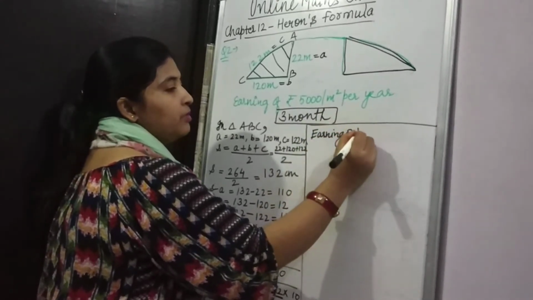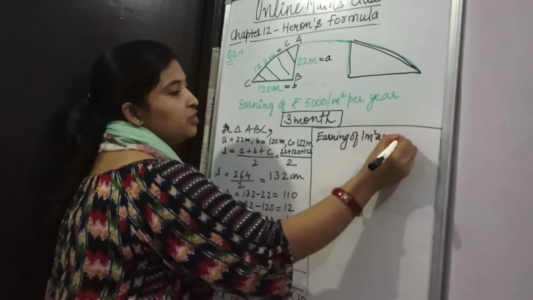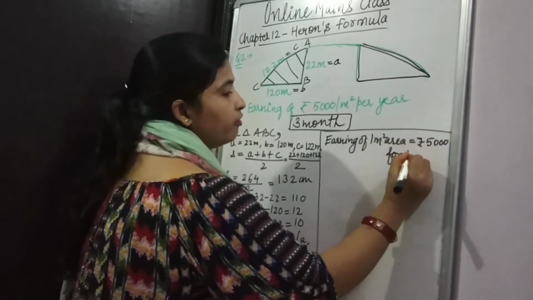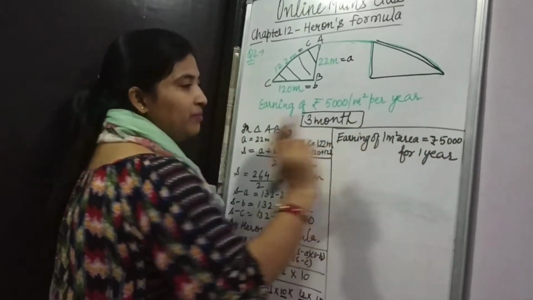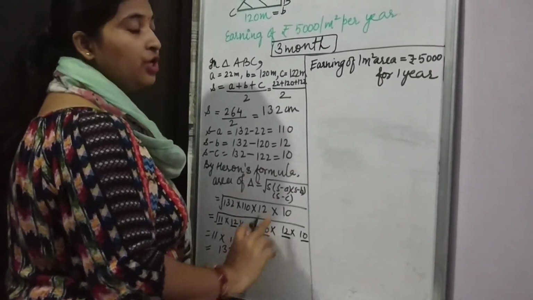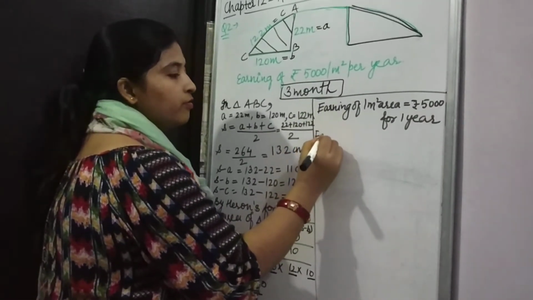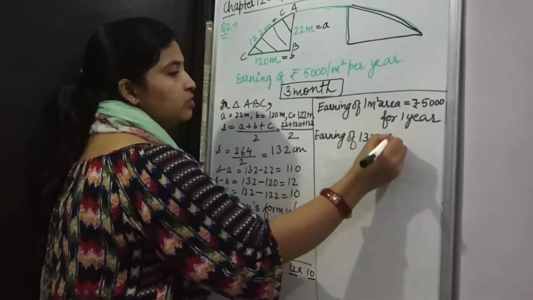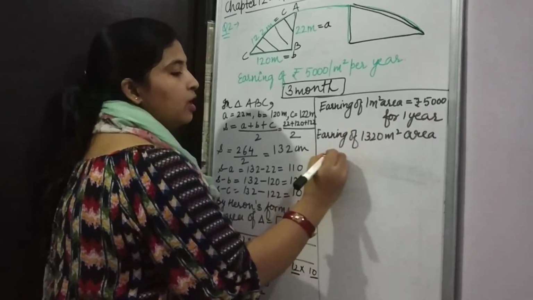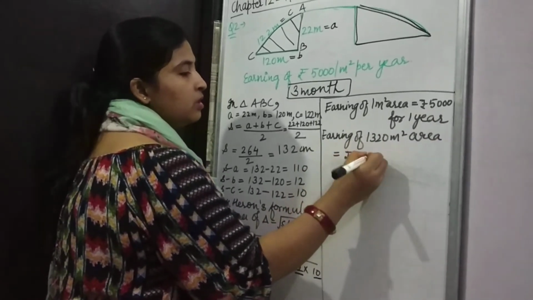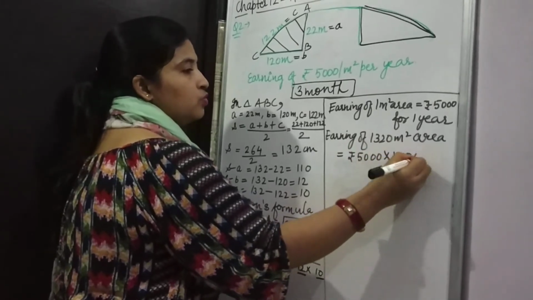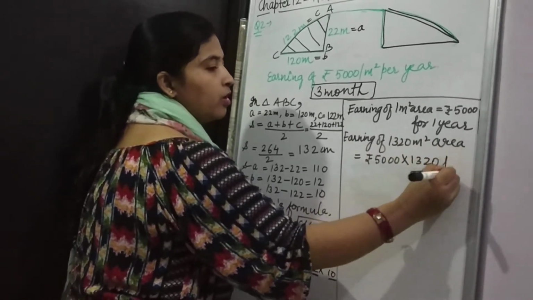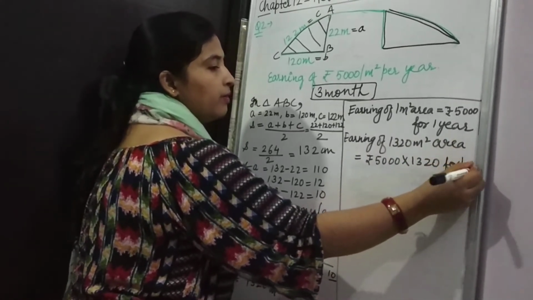The earning of 1 meter square area is how much? Rupees 5,000 for 1 year. For 1 year. Okay. So 1 meter square. But how much is the area? Area is 1320. So earning of 1320 meter square area will be how much? Rupees 5,000 into 1320. Sorry, not meter, it is in rupees for 1 year. I am writing in short.